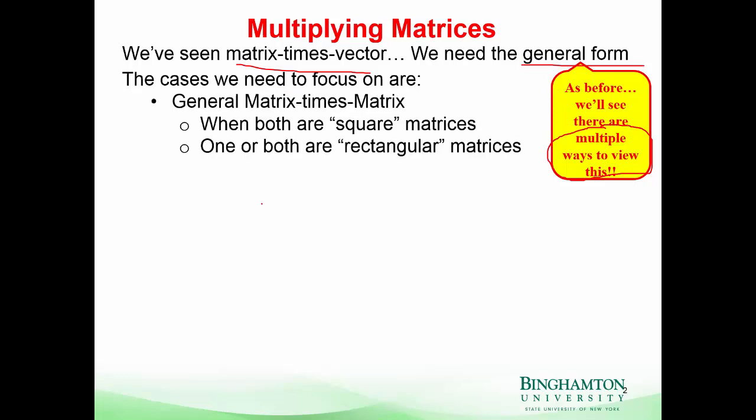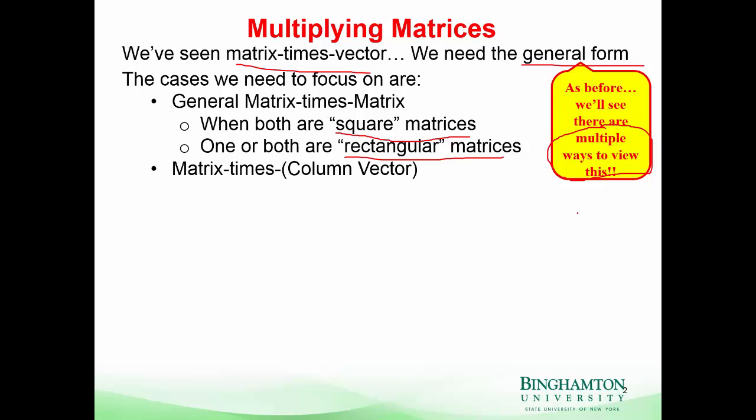So we're going to look at a general matrix times matrix, and we'll look at a couple of sub-cases. We'll look at the case where both of the matrices that we're multiplying are square matrices, so same number of rows as columns, so when you look at them on a page they look like a square. Then we'll look at the case where one or maybe both of the matrices are rectangular. There's actually two different versions of rectangular. We could have a tall matrix where we have more rows than columns, or a short matrix where we have more columns than rows.